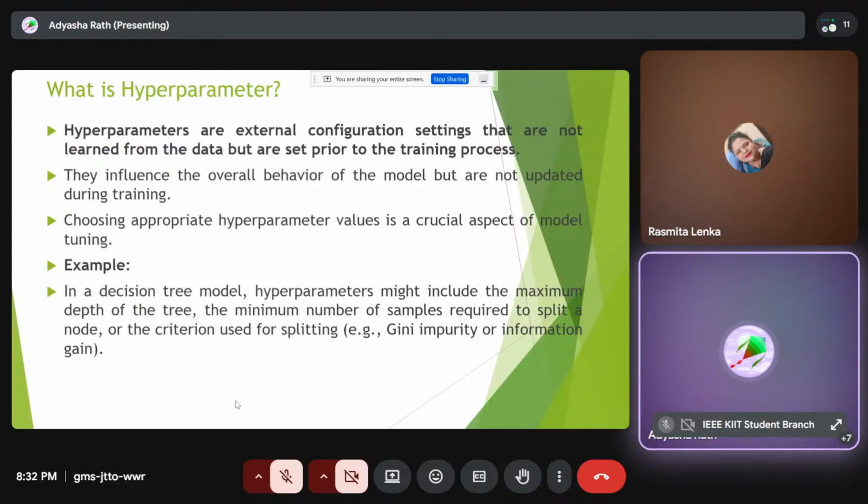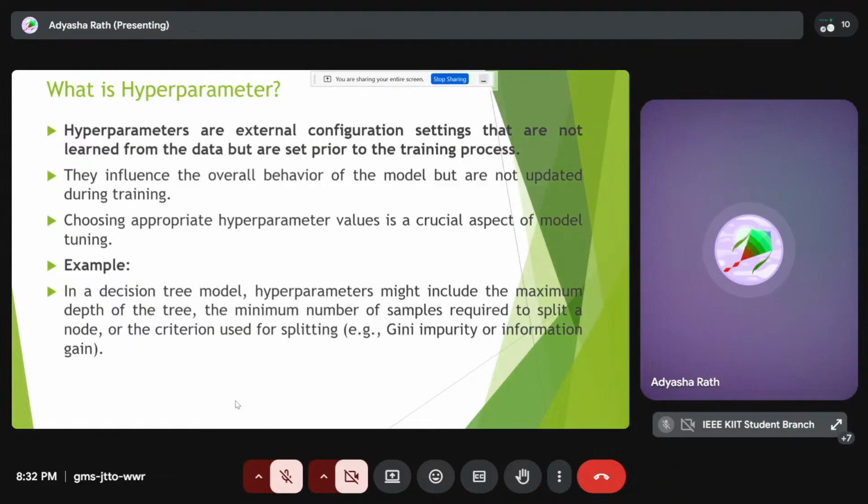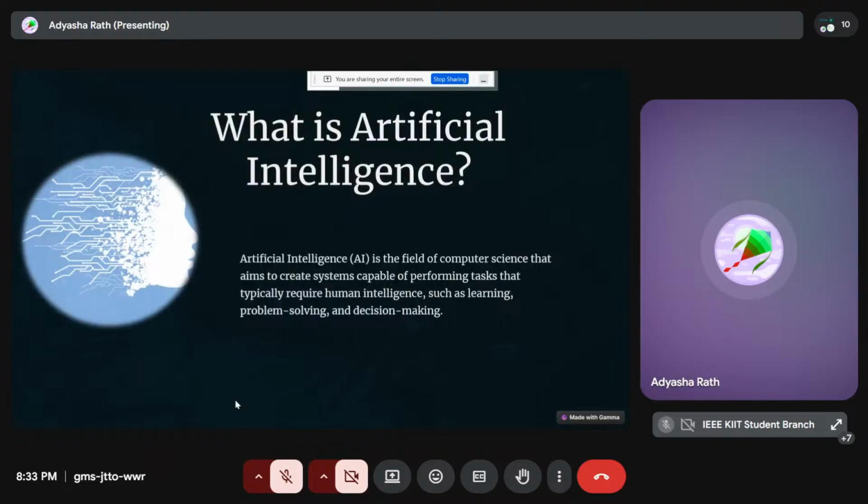Hyperparameters are the external configuration settings that are not learned from the data but set prior to the training process. For example, in a decision tree, the hyperparameters might include the maximum depth of the tree and the minimum number of samples required to split a node. That is called a hyperparameter. These are the parameters and hyperparameters.